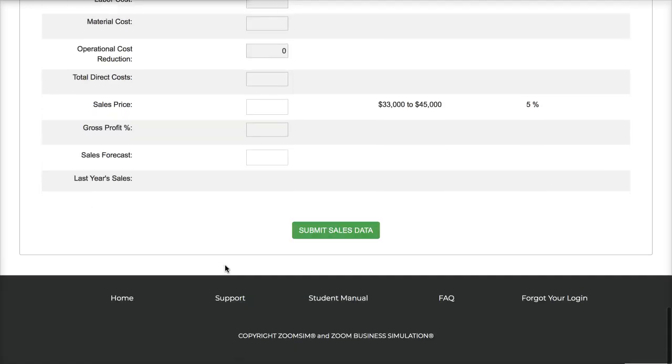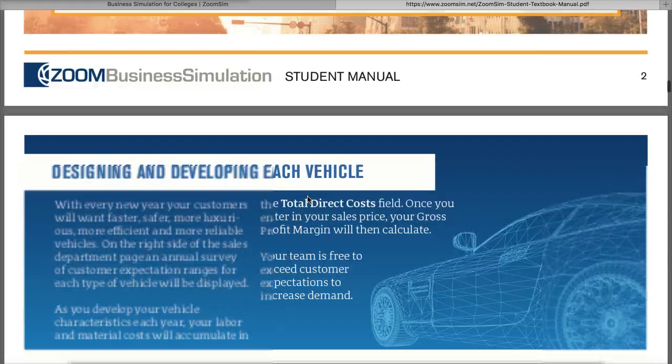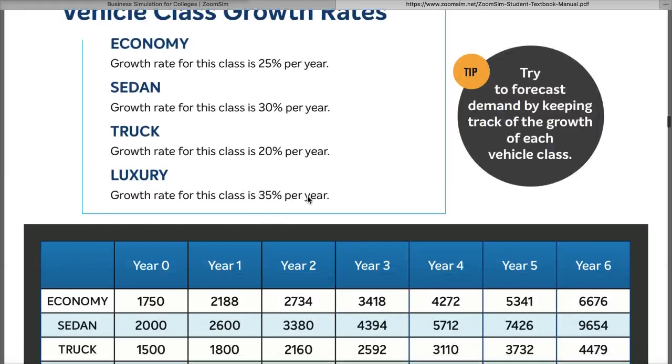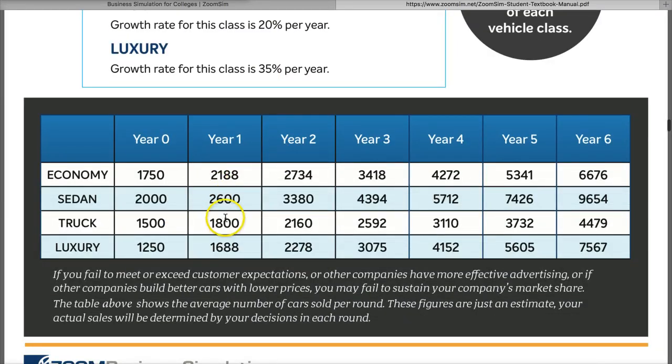How do we do the sales forecast? If we open up the student manual and go to forecasting, it will tell us the growth rates of each of the vehicles. What they're saying here is this: if everybody made the same exact car with the same exact price and same exact features, this would be the average sales per company for year 1. So I'm going to look at this and I have to judge, is my car better or worse than the average car, and then make my forecasting from there.